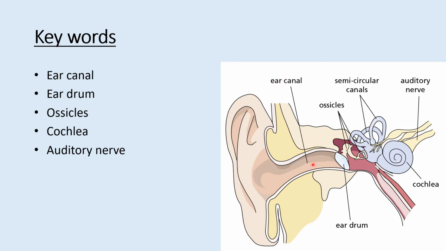So here is your ear canal, that's this bit here. Then that is your eardrum, this little circular part. Your ossicles are these three bits here. These are semicircular canals, you don't need to know those because they're GCSE level. Here's your cochlear, and it's like a snail, and here is your auditory nerve.